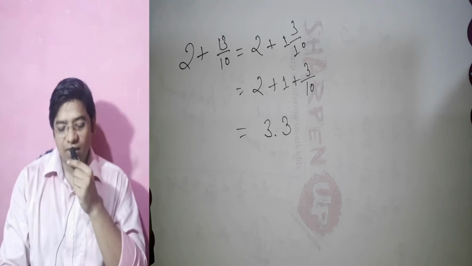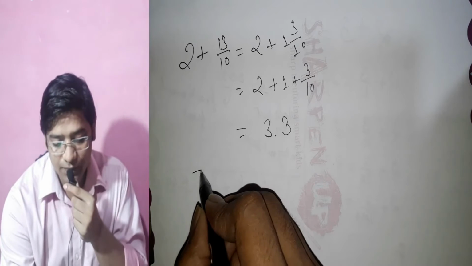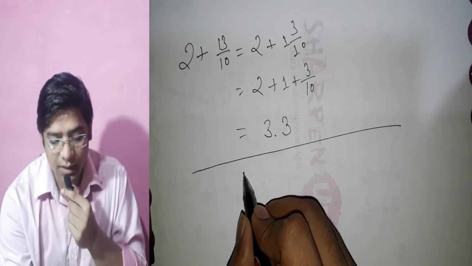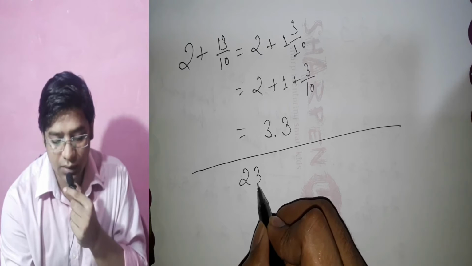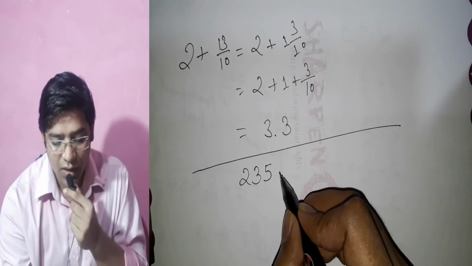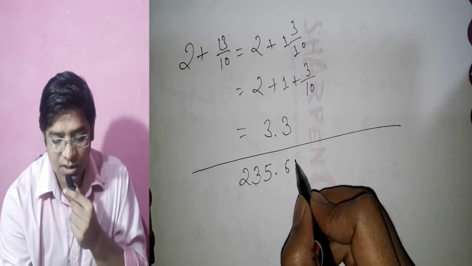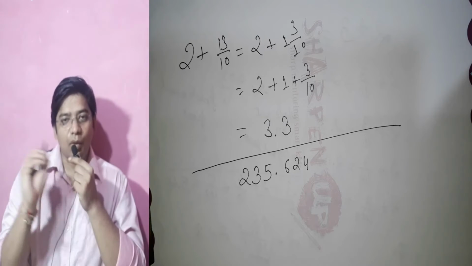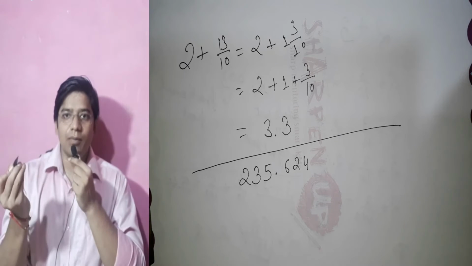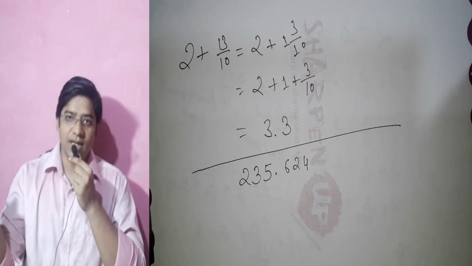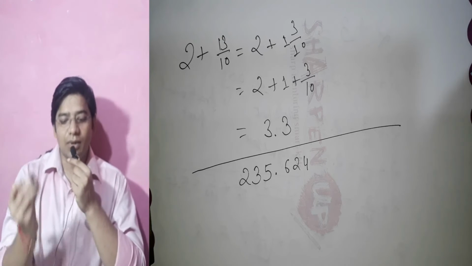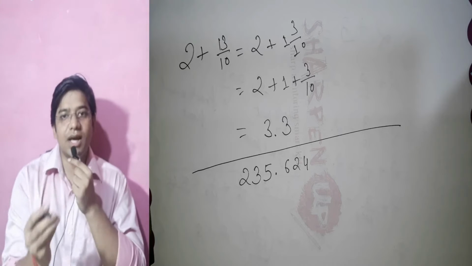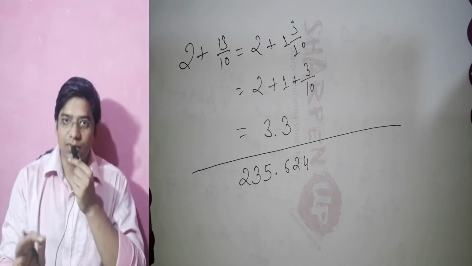In the same way, if I write a decimal number like 235.624, remember, after the point we always read the number digit by digit, never like 624. We don't read it that way, because they are fractional values, they are not whole numbers.